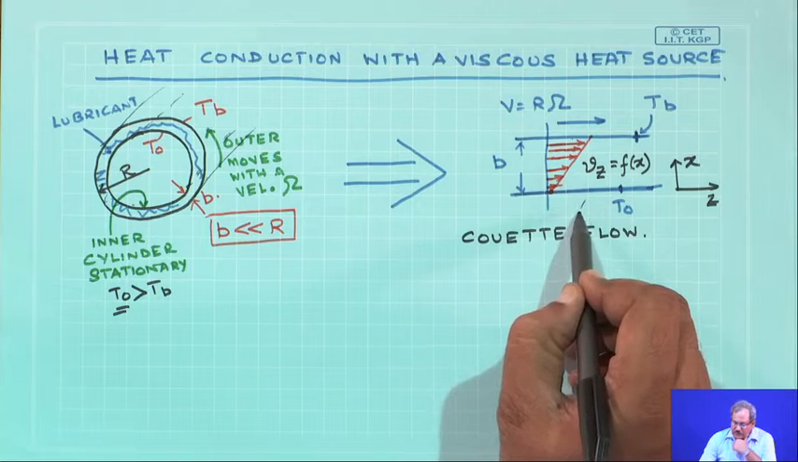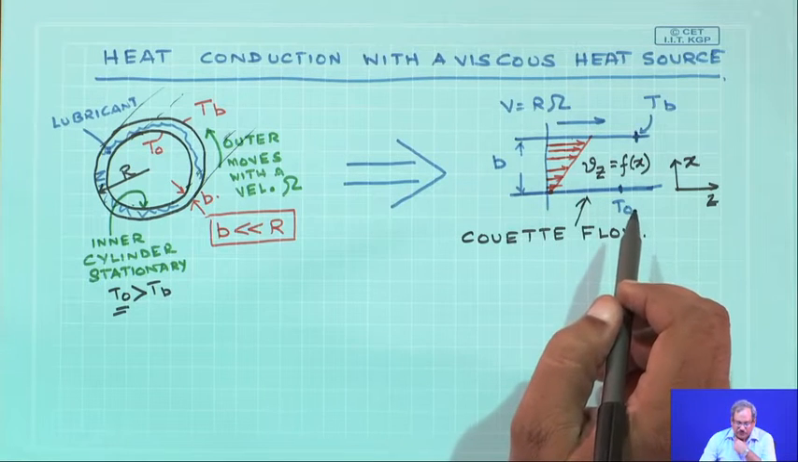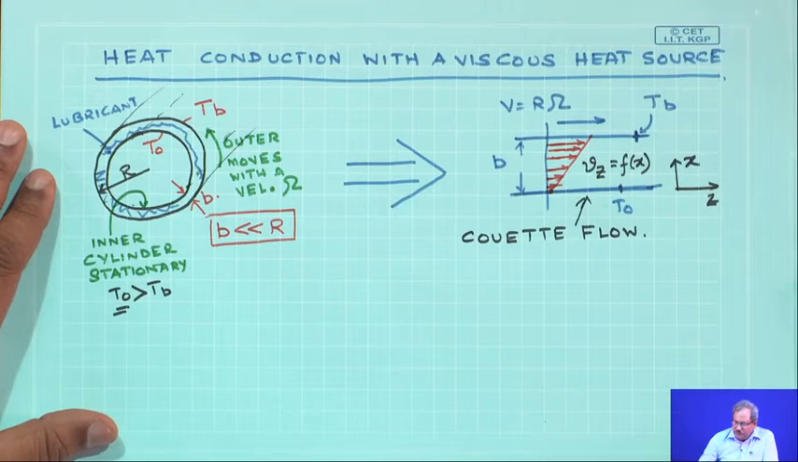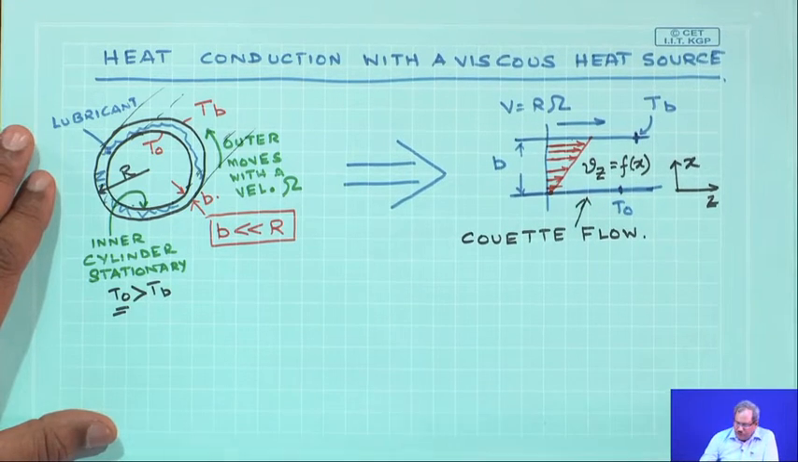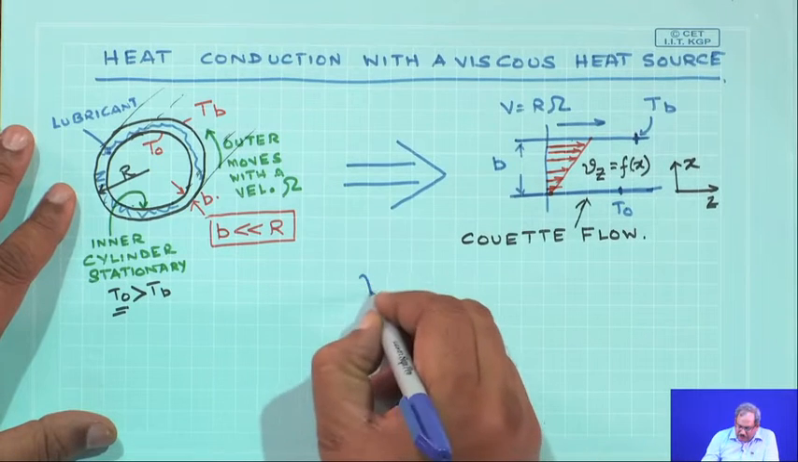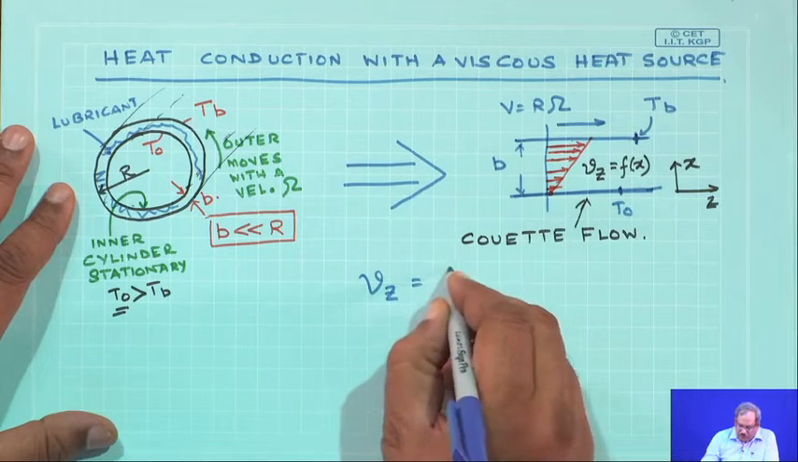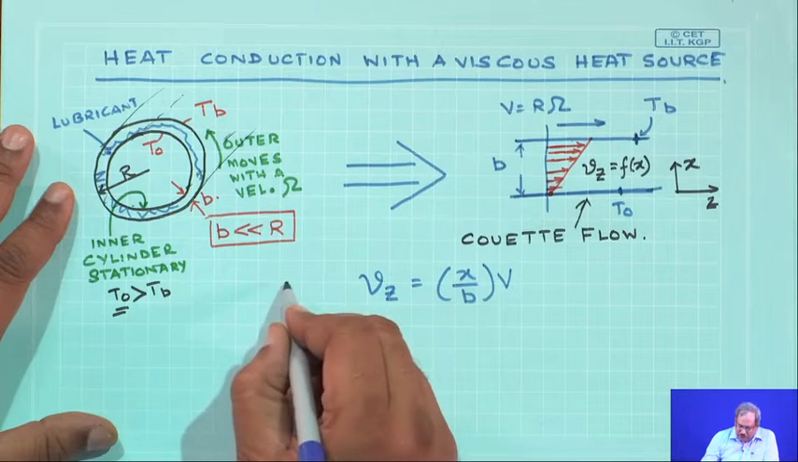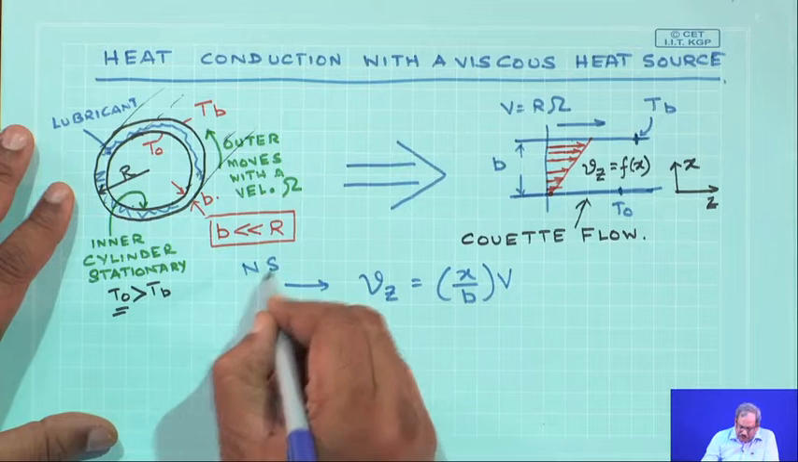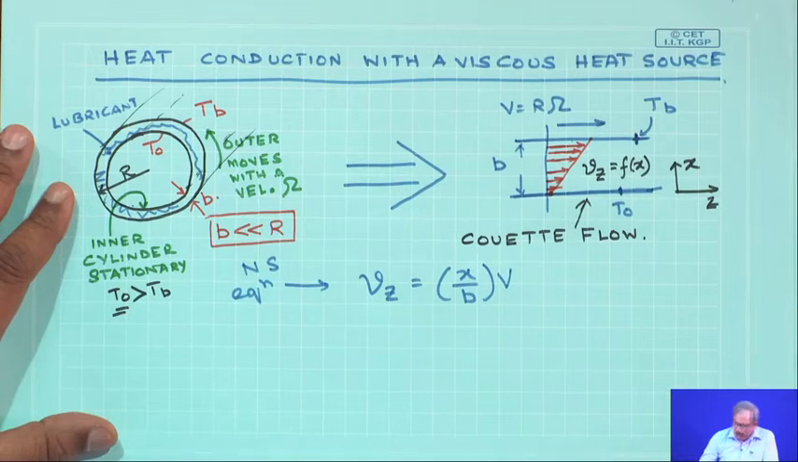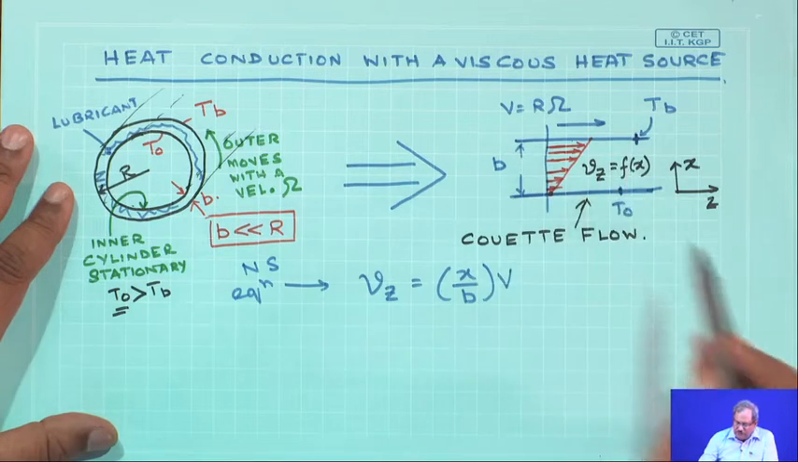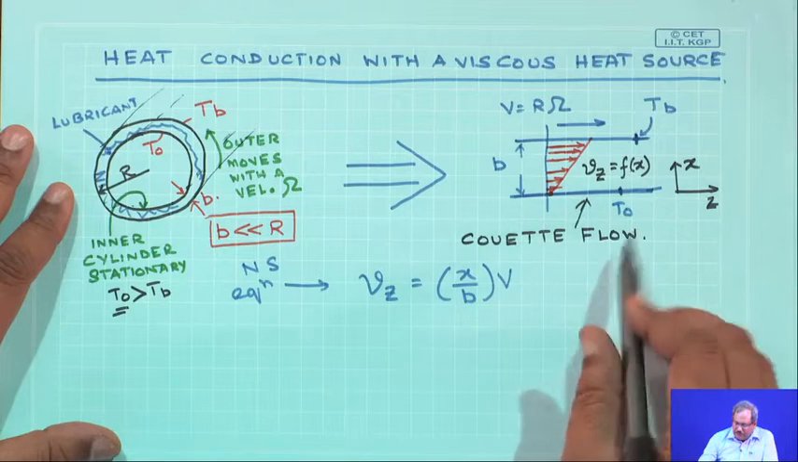This type of flow is known as the Couette flow, which you would see. Starting with the equation of motion, you would be able to obtain the velocity in the z direction to be equal to x by b multiplied by V. This is from the Navier-Stokes equation, in the absence of any pressure, and these are horizontal, so the effect of gravity is not present.